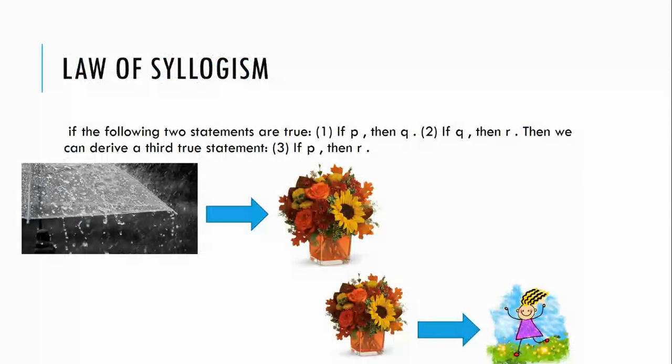The law of syllogism states that if the following two statements are true, if P then Q and if Q then R, then we can arrive at a third true statement: if P then R. Now, what that means is not math speech.